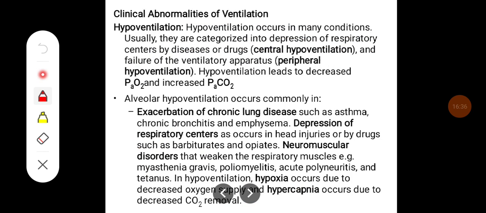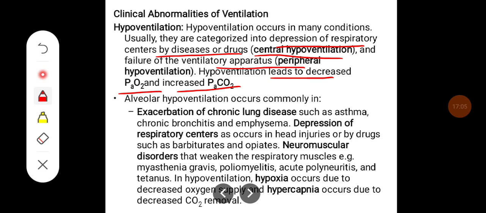Clinical abnormalities of ventilation. Hypoventilation. Hypoventilation occurs in many conditions. Usually they are categorized into depression of respiratory centers by diseases or drugs, which is called central hypoventilation, and failure of the ventilatory apparatus, that is peripheral hypoventilation. Hypoventilation leads to decreased PaO2 and increased partial pressure of carbon dioxide.